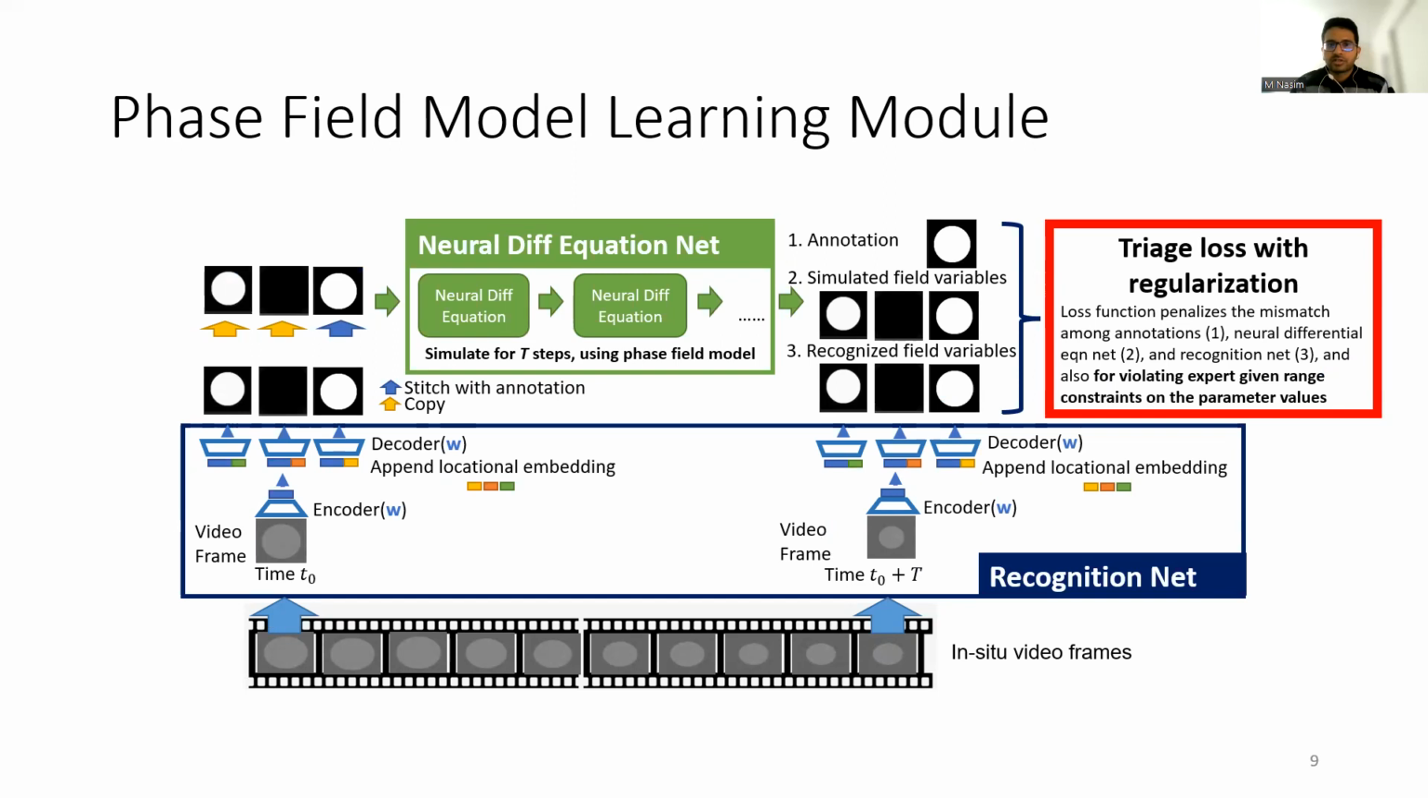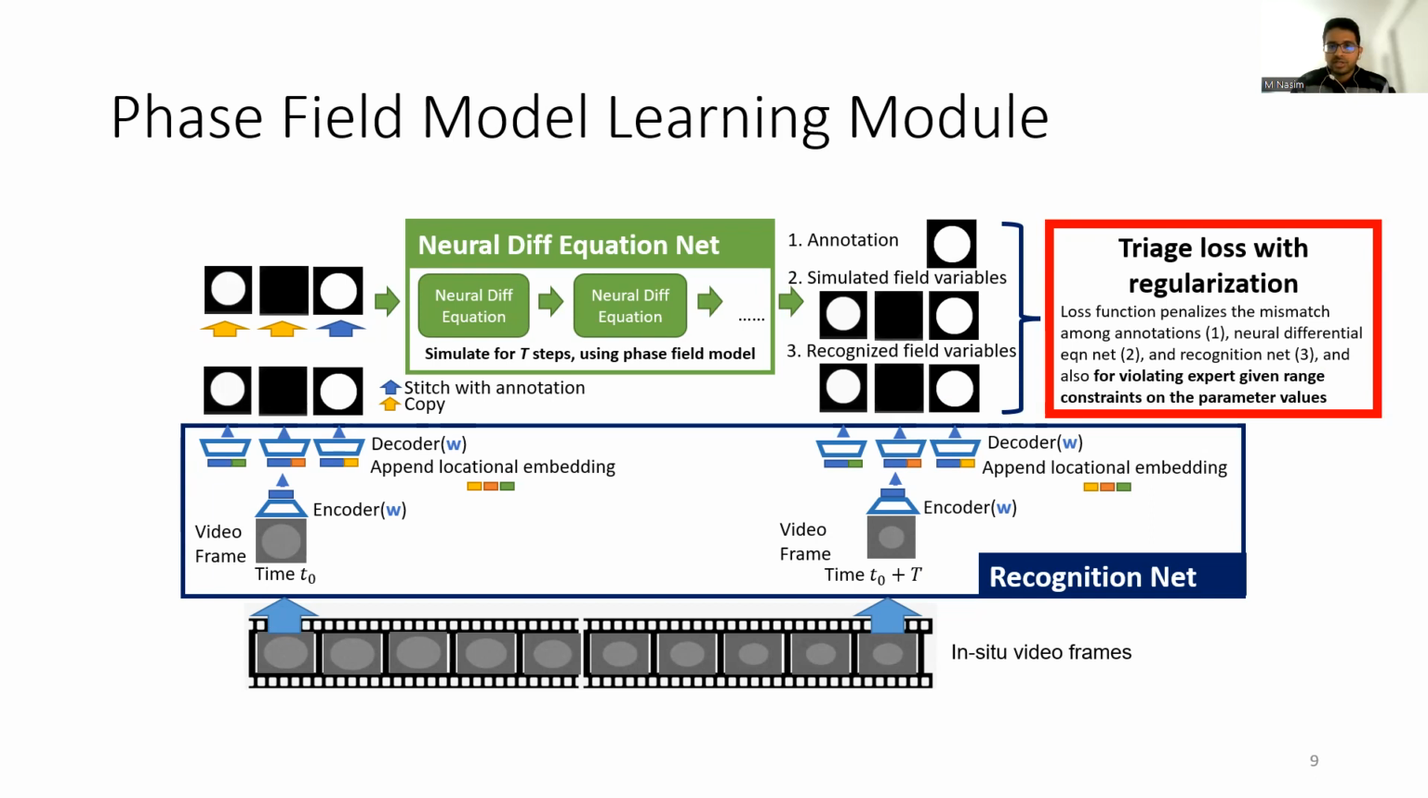The learning module combines two neural networks. One, the recognition net, and two, the neural differential equation net. The recognition net extracts phase field variables from raw video frames, while the neural differential equation net embeds the phase field model equations in the learning and simulates the evolution of the extracted phase field variables.